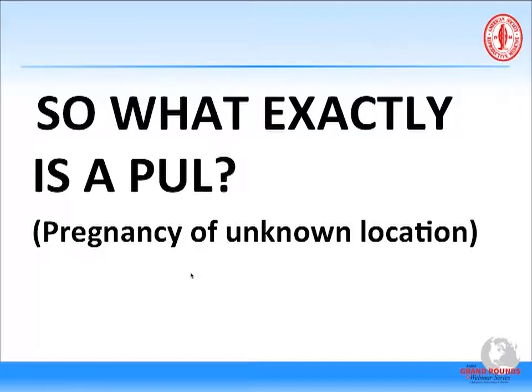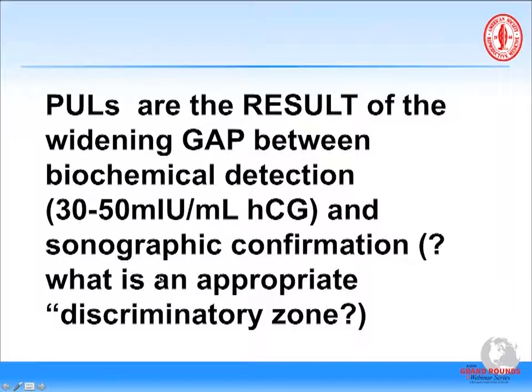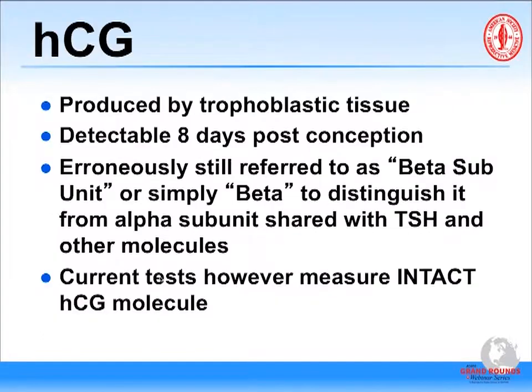So what exactly is a PUL, a pregnancy of unknown location? PULs are the result of the widening gap between biochemical detection, we said with the home pregnancy test, at about 30 to 50 mIU per mL of hCG, and our sonographic confirmation. And I say here, what is the appropriate discriminatory zone for hCG?